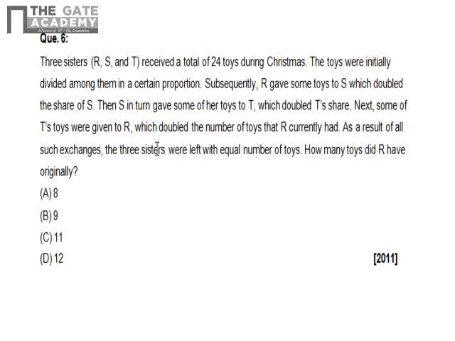So now we'll see the next example, which was asked in 2011. Three sisters R, S, T receive a total of 24 toys during Christmas. The toys are initially divided among them in a certain proportion. Okay, we don't know that proportion. Then a few things happen. R gave some toys to S, which doubled the share of S. Then S in turn gave some of her toys to T, which doubled T's share. Next, some of T's toys were given to R, which doubled the number of toys R currently had. As a result of all such exchanges, the three sisters were left with an equal number of toys.